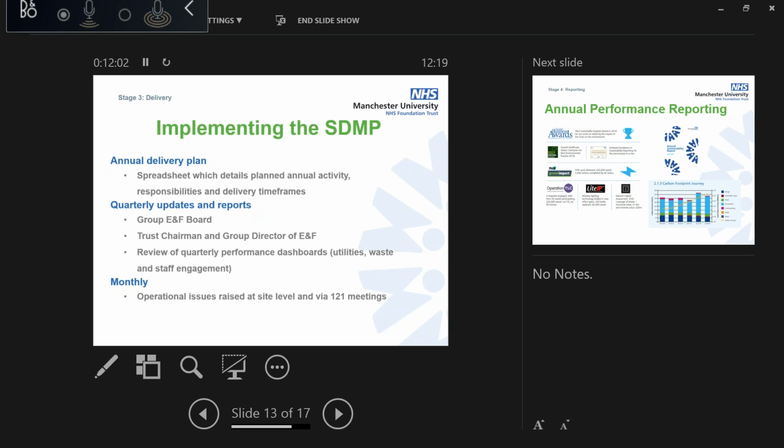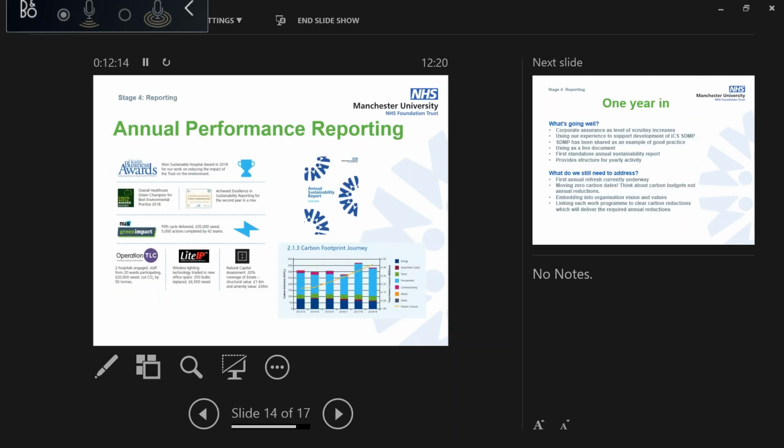So we've got internal quarterly reports that we do, and then we've just developed a dashboard to support that process, and then our annual report is our public facing update against that. I've just pulled out a few bits from our annual report. We followed the lead of a few other trusts in producing our first standalone one this year, off the back of having our new SDMP in place, but also having our content slightly condensed in the main trust annual report.